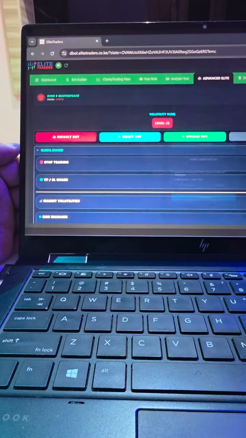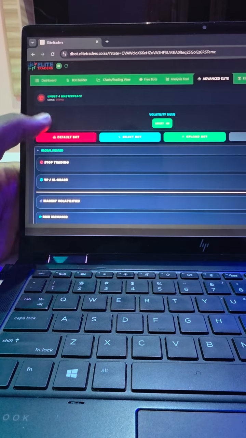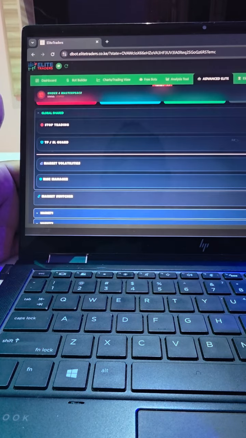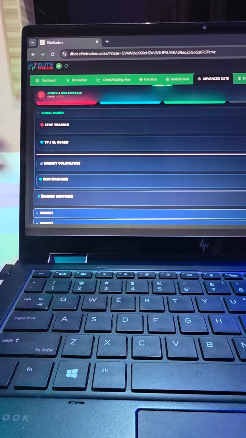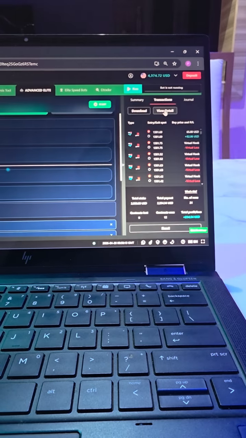You can also give a try to this under 4 masterpiece. Let me just load this one, because it's very simple, just the same as the other one. This one is trading under 4 with under 7 recovery. In case of another loss, it switches to under 5. So you just need to set up the stop trading, target profit, market volatilities, and the risk manager. Then just run it and see how well it actually performs. So these are the kind of results we got.